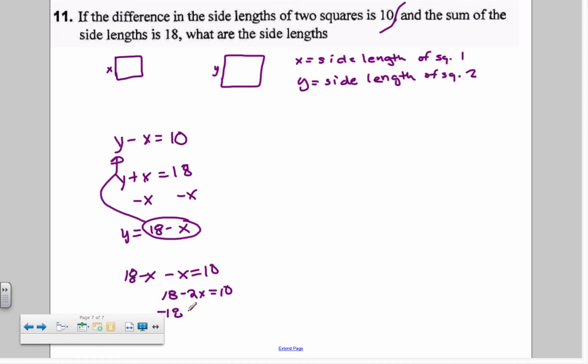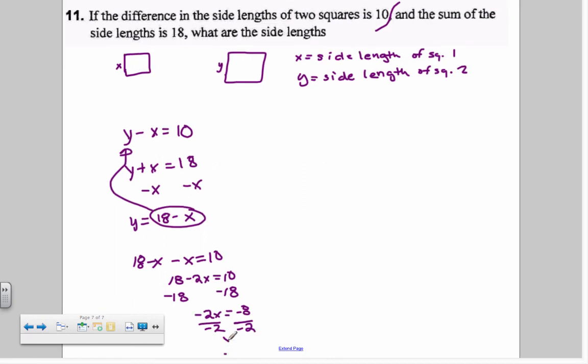Subtract 18 from both sides. I'll get negative 2x equals negative 8. Divide both sides by negative 2. And then finally I get x equals 4. So now that I know that my x is a positive 4, I can substitute this back into one of my original equations. So maybe I'll substitute into the first one, y minus x equals 10.